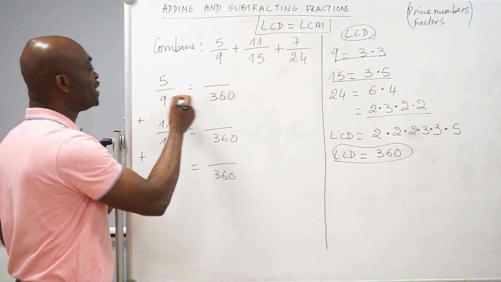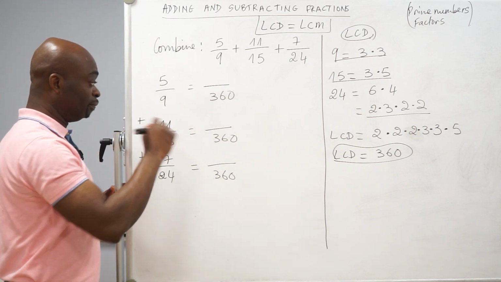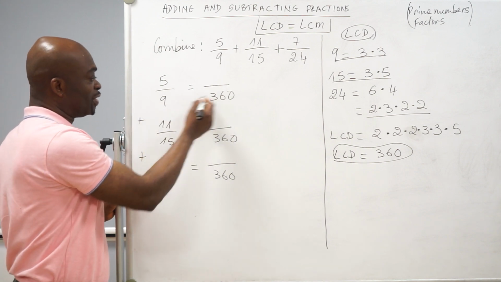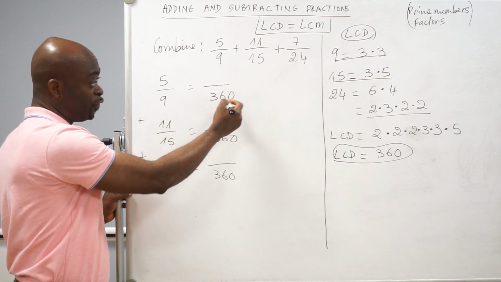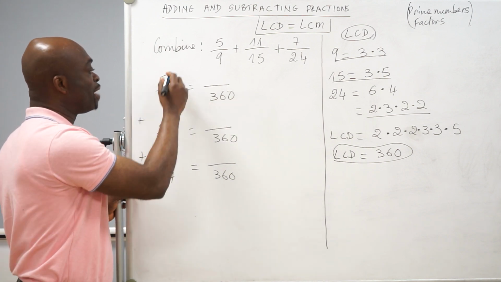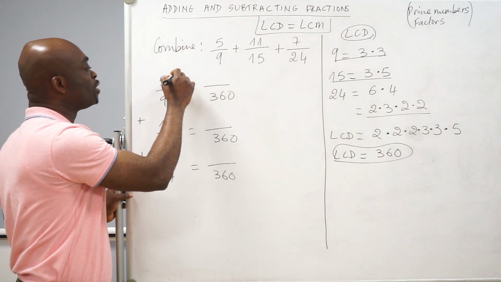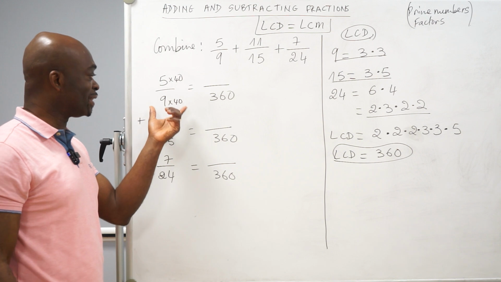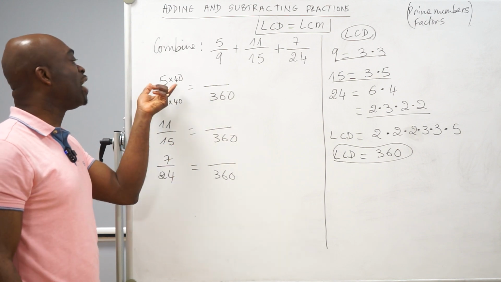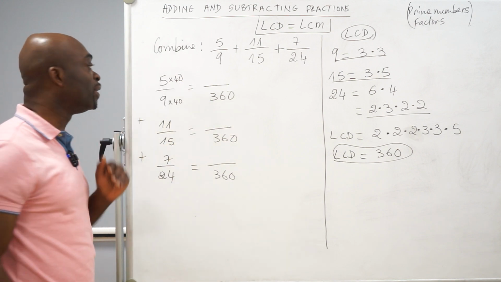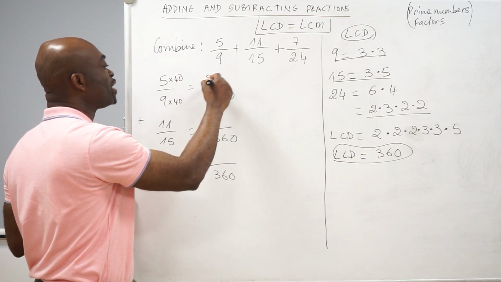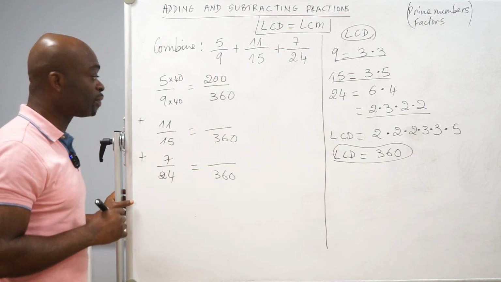Now we have to make adjustments. That means 360 divided by 9 is how many times? 36 divided by 9 is 4, so 4 and the 0 gives 40 times. That means we're going to multiply this one by 40. 9 times 40 gives you 360. So you have to also do the same thing on the top. 4 times 5 is 20, so that's 200 here. Okay?